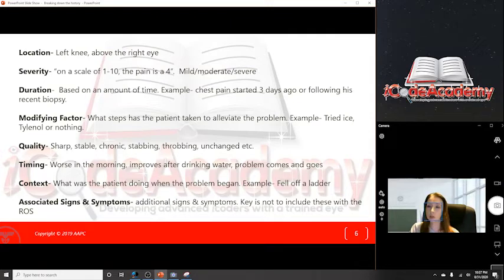And lastly is associated signs and symptoms. The associated signs and symptoms is additional signs and symptoms that is above and beyond the chief complaint. So with that left knee pain, the patient could say, I've got this left knee pain, which is going to be their chief complaint as well as a location. But then the patient could also say, it's radiating and it's really going down into my ankle. So that ankle pain is going to be an additional sign or symptom.